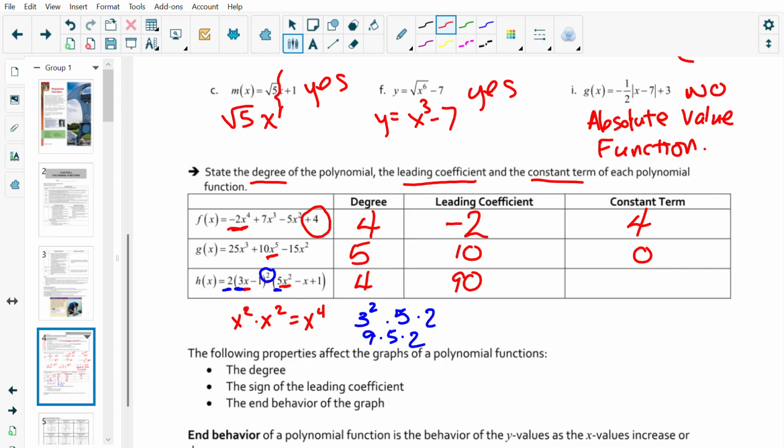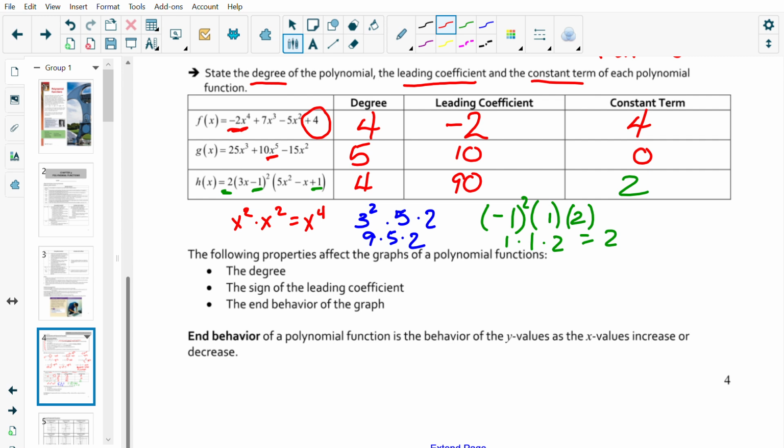Okay, constant term. So I'm just going to clean this up a little bit. Constant term. I have this negative 1, and I'm squaring it, right? So I have this positive 1, and then I have this positive 2. What do I get? That's 1 times 2, and that equals 2. So your constant term is 2.